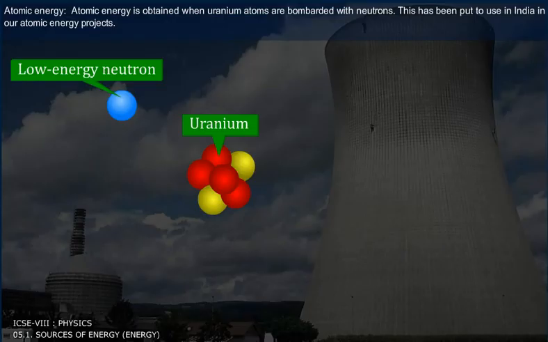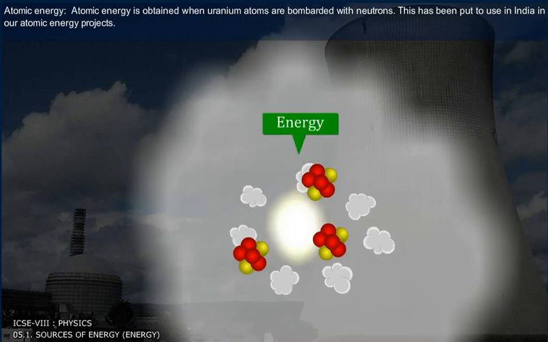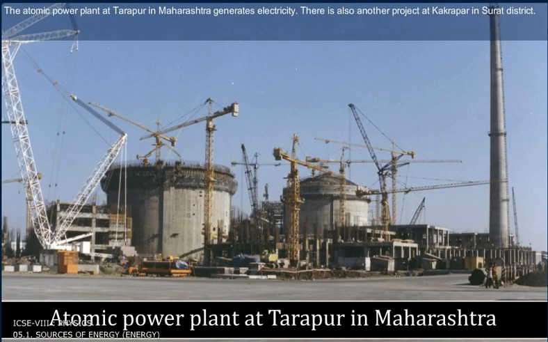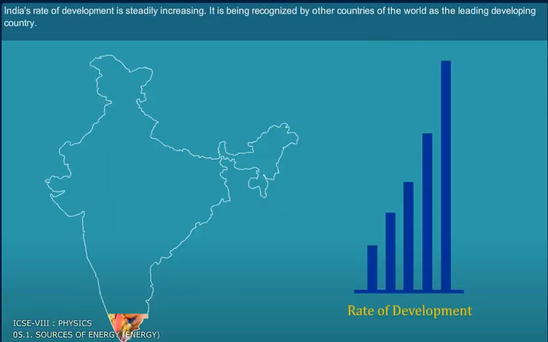Atomic energy. Atomic energy is obtained when uranium atoms are bombarded with neutrons. This has been put to use in India in our atomic energy projects. The atomic power plant at Tarapur in Maharashtra generates electricity. There is also another project at Kakrapur in Surat district.